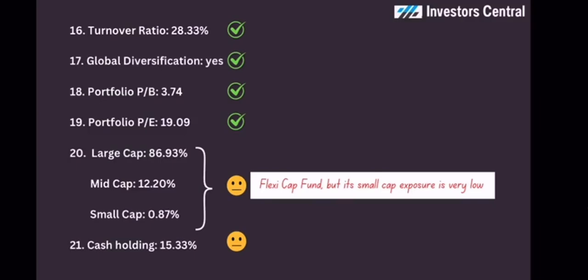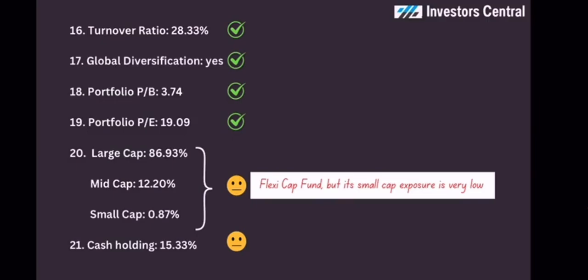Coming to the portfolio P by E, it is extremely good, friends. 19.09 is the price to earnings ratio of this portfolio. For Nifty 50, the P by E ratio is at 24. For this fund, P by E ratio is 19.09. So friends, we are paying less price for 1 rupee earning than Nifty for this fund. So that is the portfolio P by E of this fund at 19.09, which is good.